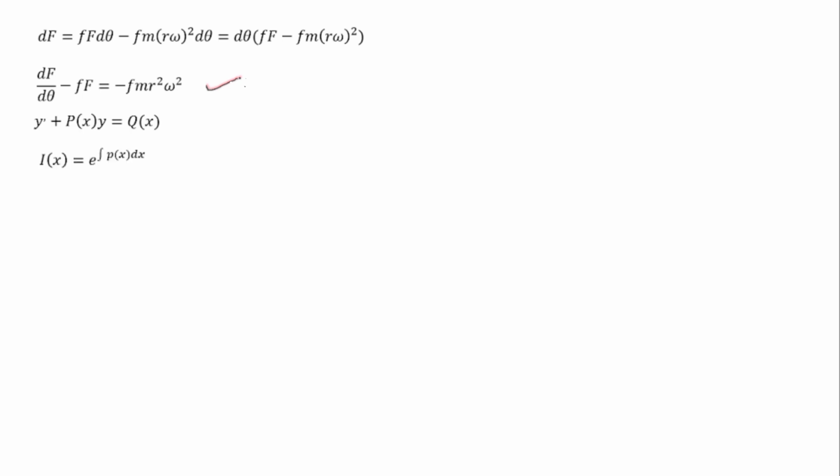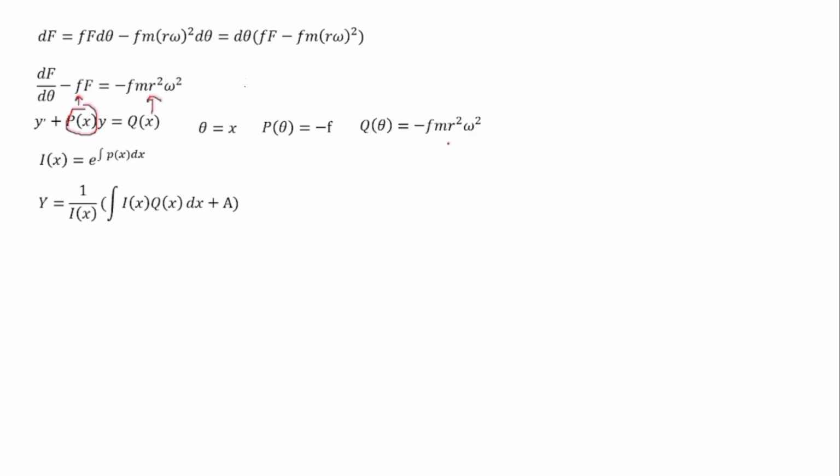And to solve it, first of all, what you will have to do is to find out the integration factor, which can be calculated by this formula, that is I of x is equal to e to the power integration of p of x. So y will be equal to this. This is the integration factor. This is integration factor into q of x here. And you will have to add a constant as well over here. So over here, theta is actually x and p of theta is minus F, and q of x is actually equal to minus F m r square omega square.